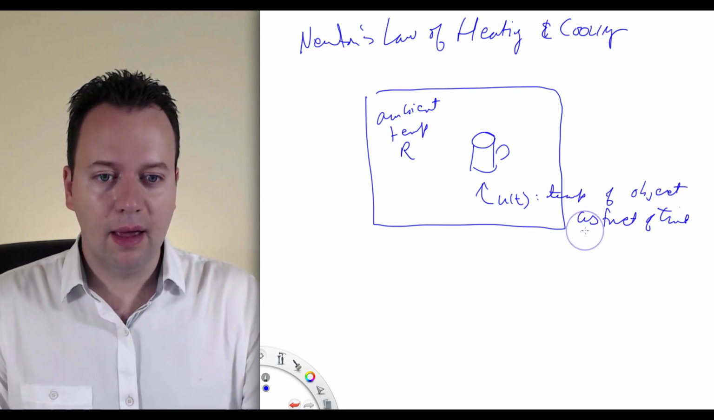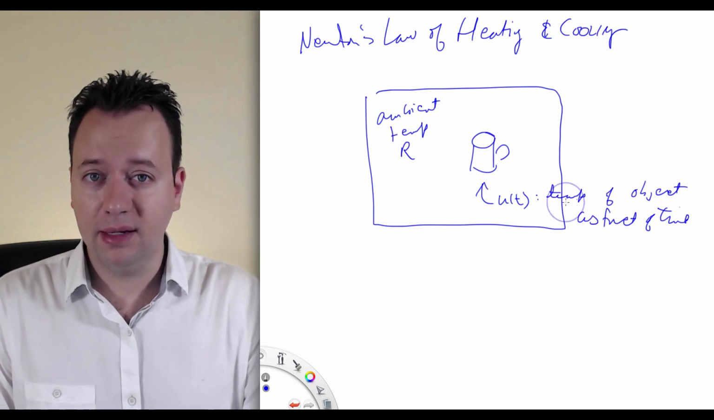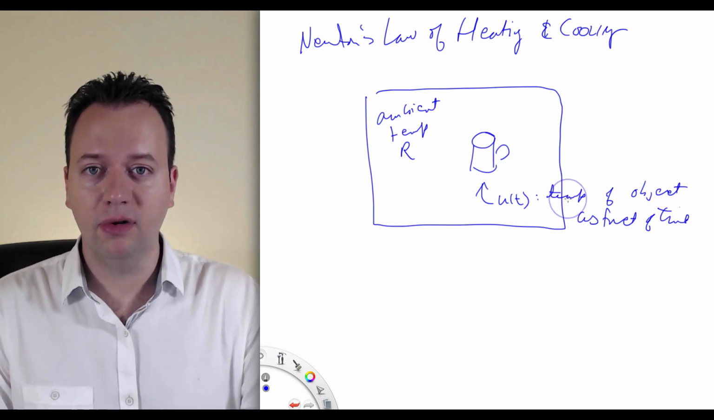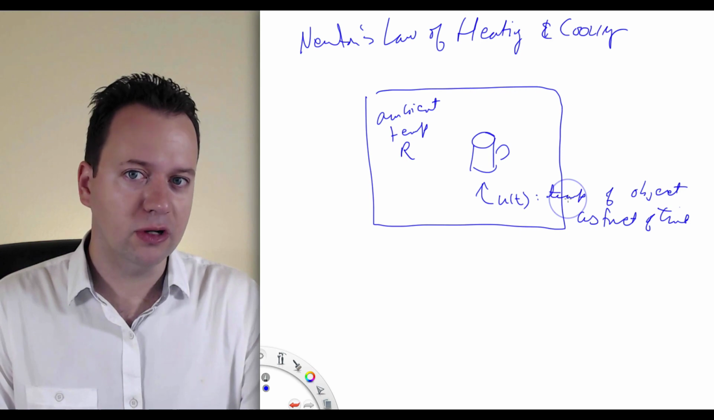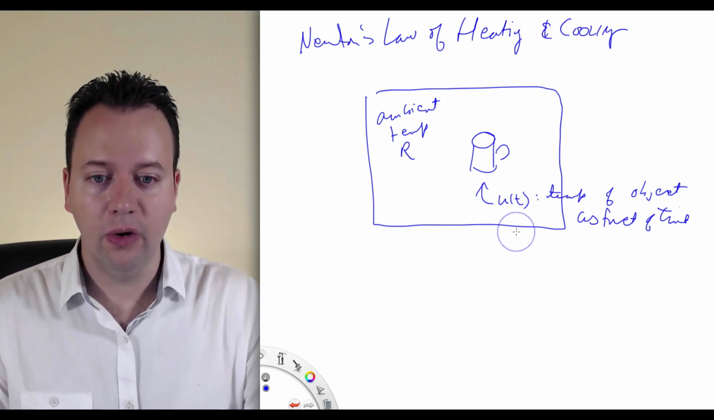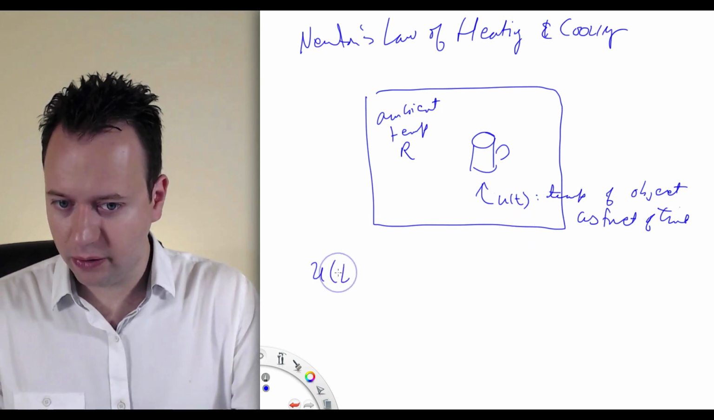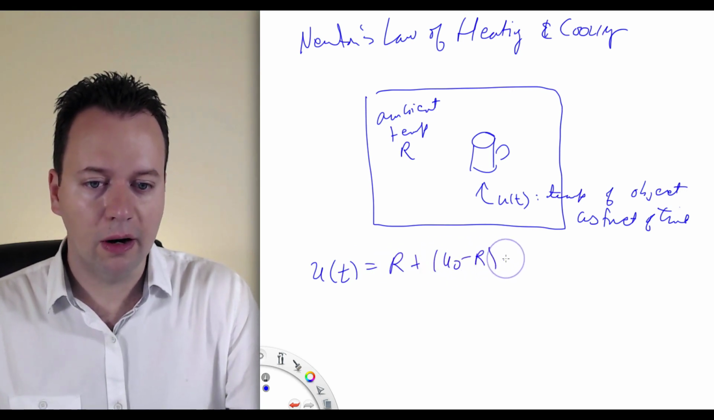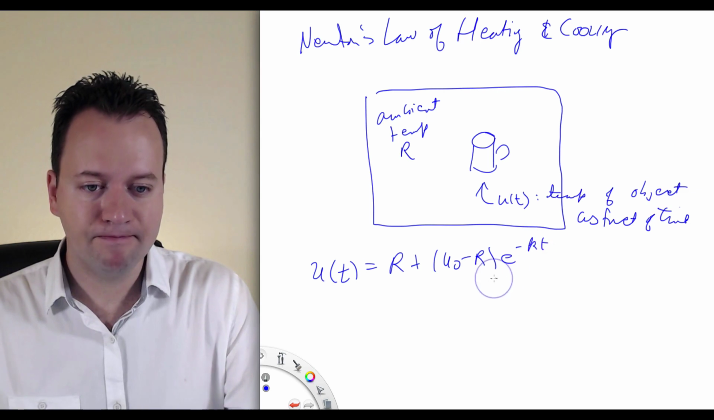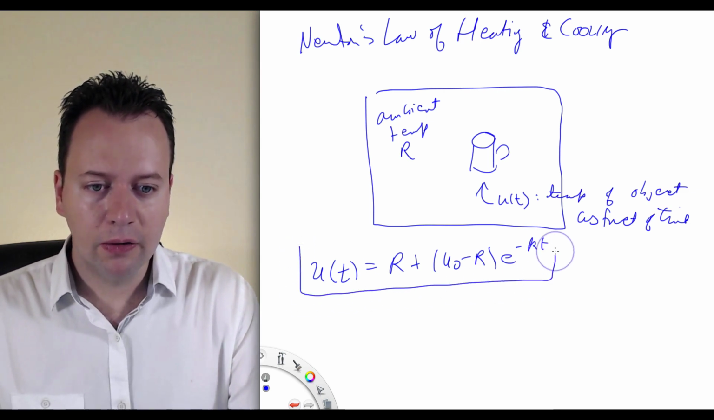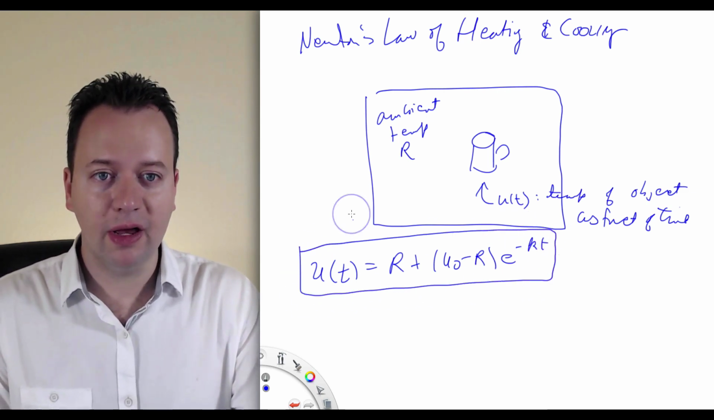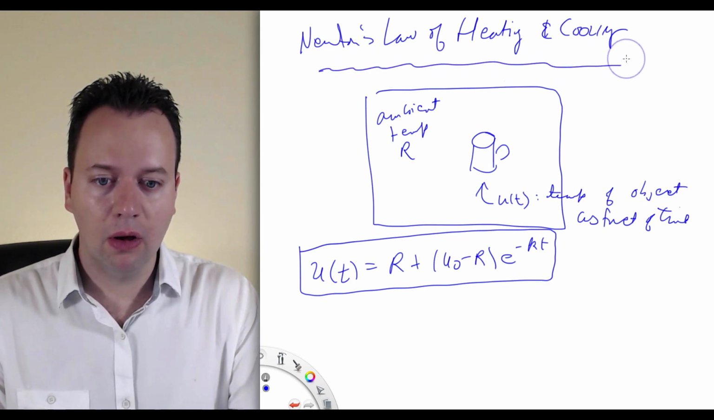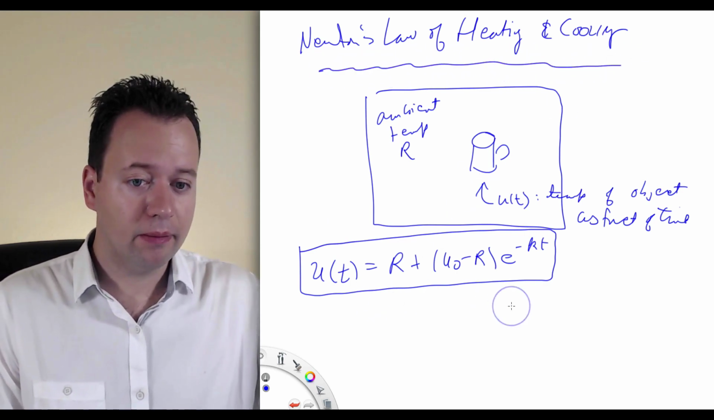And as a result of that basic assumption, you can derive an equation using differential equations for U of t. And that equation is as follows. U of t is equal to R plus (U0 minus R) e to the minus kt. So following from Newton's law of heating and cooling, one can derive this equation down here.